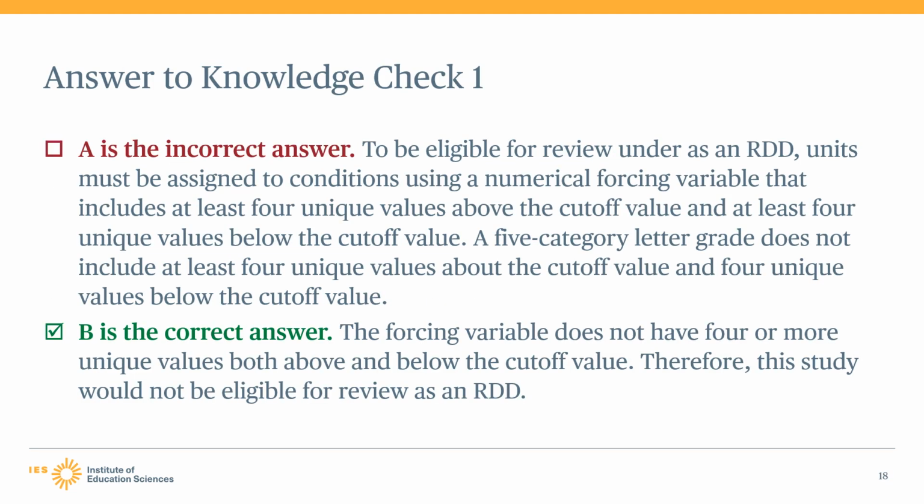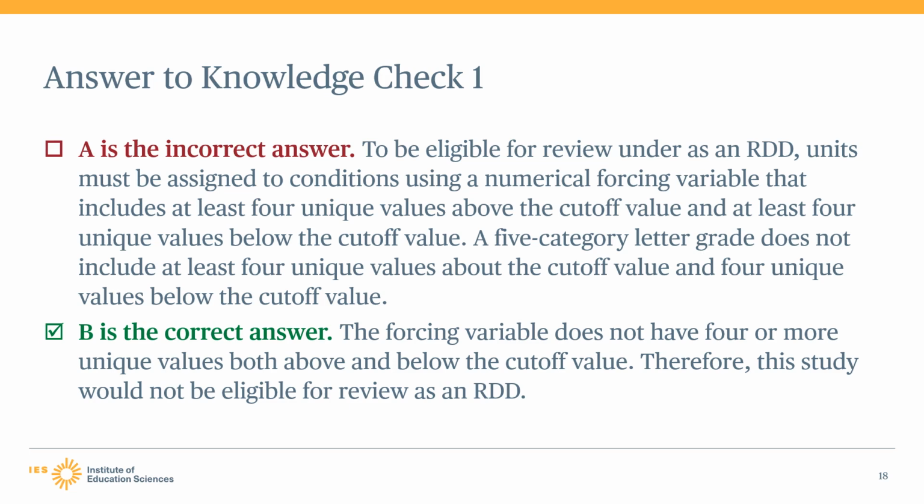The correct answer is B. To be eligible for review as a regression discontinuity design study under the RDD standards, units must be assigned to conditions using a numerical forcing variable that includes at least 4 unique values both above and below the cutoff. A 5-category letter grade does not have at least 4 unique values on both sides of the cutoff. Therefore, this study would not be eligible for review as a regression discontinuity design under the WWC's RDD standards.